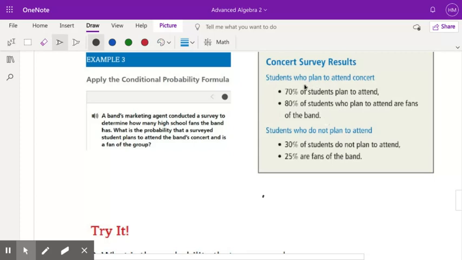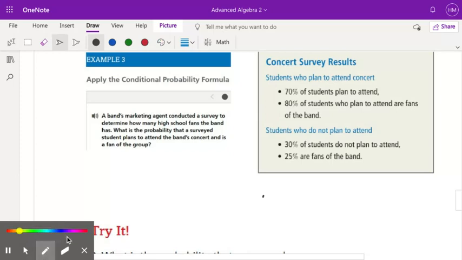So first of all, it looks like they've asked the students 2 questions. First of all, are you going to plan to attend? So 70% plan to attend, 30% do not plan to attend. Then it asks them another question if they're fans. Now, I don't know what percent overall were fans and what percent were not, but I do know that 80% of the students who plan to attend are fans. So because they've asked everybody 2 questions and they're giving me this divided up percentage, this makes me think I should make a tree diagram.